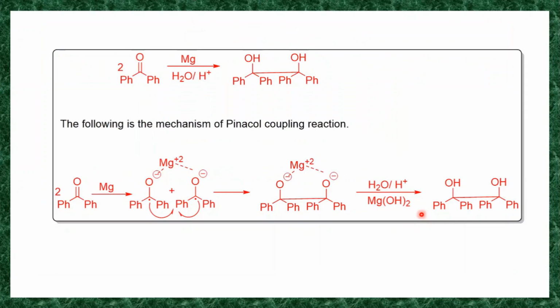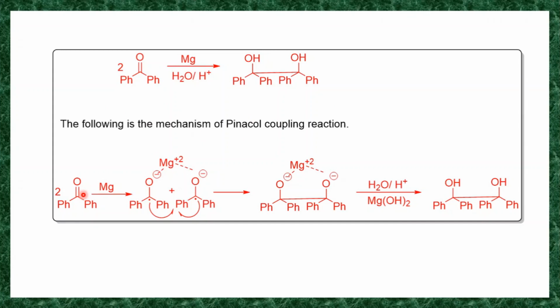So here in this slide, this is the application of the Pinacol coupling reaction. This is benzophenone; we are taking two molecules of benzophenone. These two molecules of benzophenone react with magnesium metal in the presence of water and acid, and you will get this 1,2 diol. The reaction mechanism follows that of the Pinacol coupling reaction.